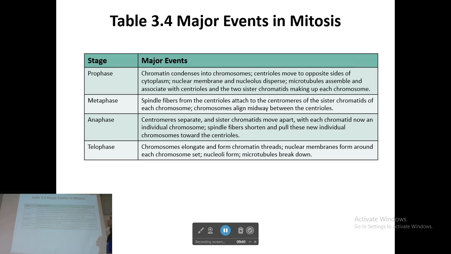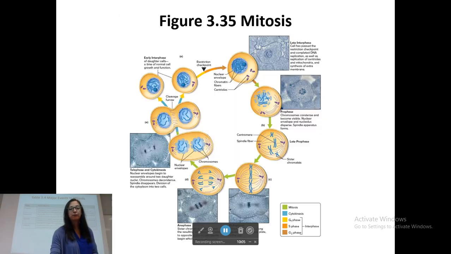So here we have those major events of mitosis. This is a great table for you to study. I think there's one of your learn questions also where you need to go through and list the events of the cell cycle. Also in your lab book, you had a section where you needed to list the events of the cell cycle. So this is a great table to help you with that.